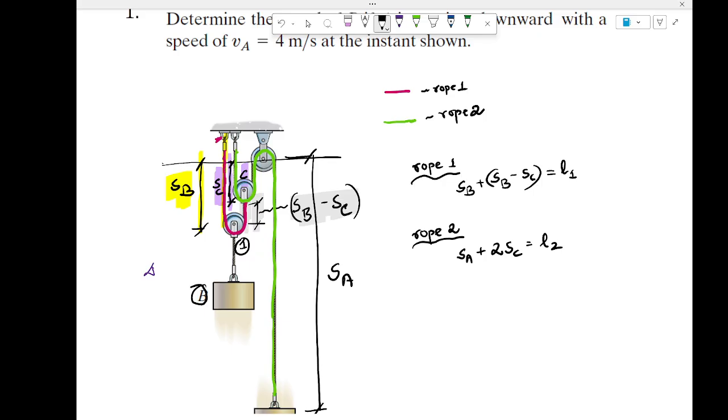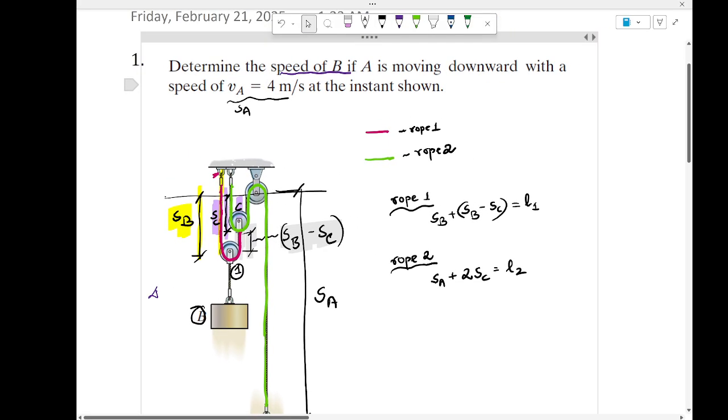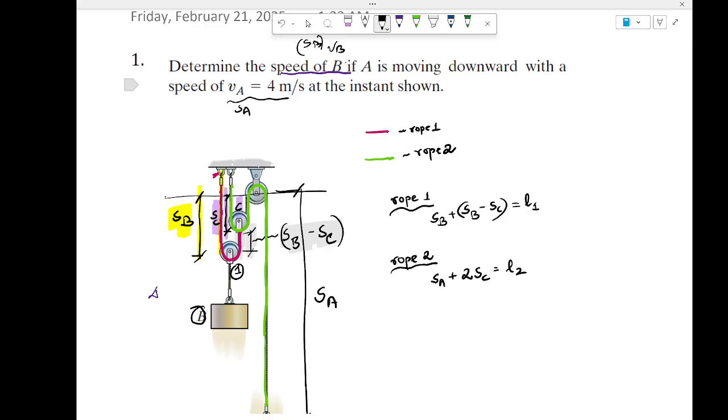All right. So now you have both ropes. What do you want to do? Your goal is to make life simpler. You see, you are given the VA. V has something to do with SA, right? And you are asked to find the VB. VB has something to do with SB, right? So if you can find a relationship between SA and SB and somehow take out the SC, if you can do that, follow me what I'm saying.